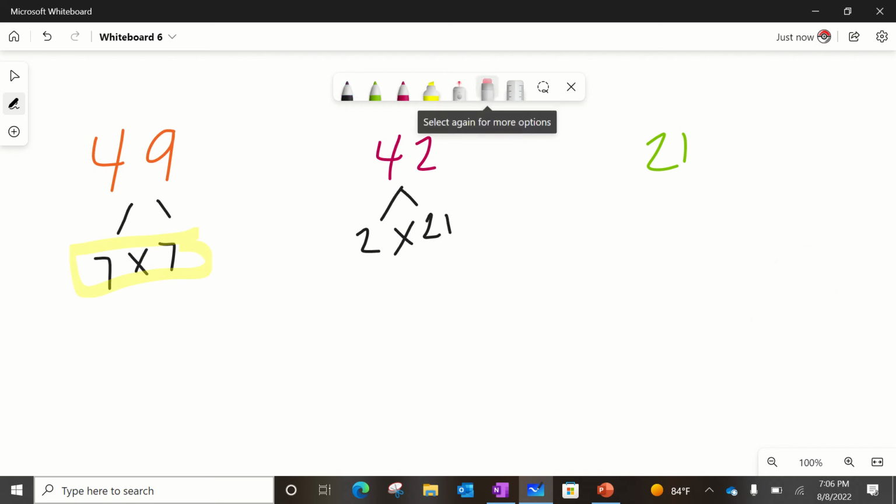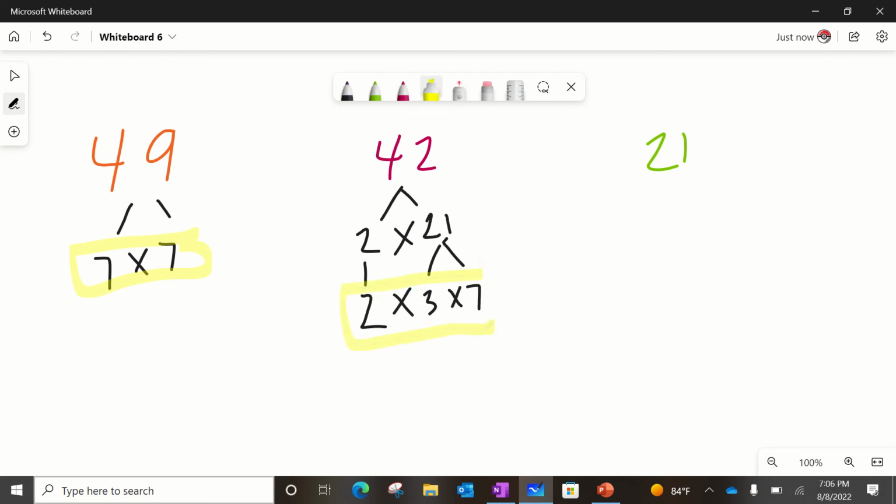Now, 2 is a prime number, but 21 does have other factors. Since I can't break down the 2, I just bring it down. But 21 is made up of 3 times 7. 3, 7, and 2 are all prime numbers, therefore, we lock in.